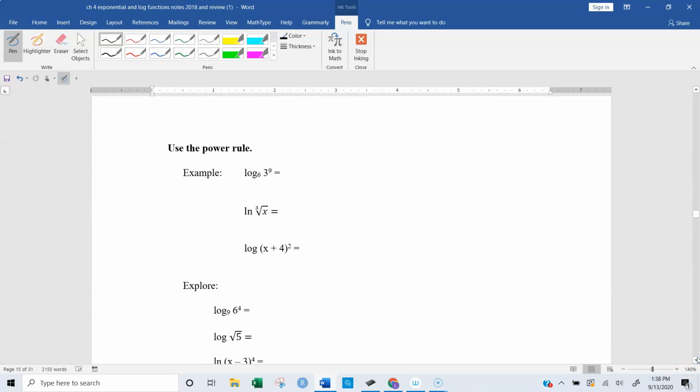Power rule, we just talked about it a little bit. It means a power to a power, you multiply. So for the 3 to the 9th, the 9 comes in front, and that really means 9 log base 6 of 3. Try yours. Before you do this one here, you have to get the power to a fractional form. Then the 1/3 comes in front of the natural log of x.